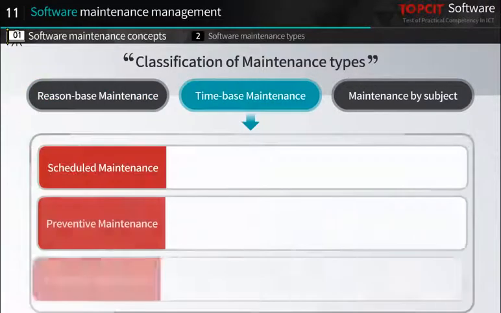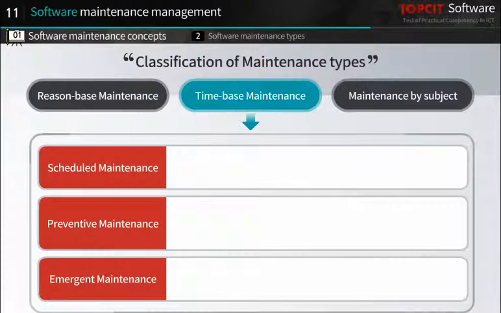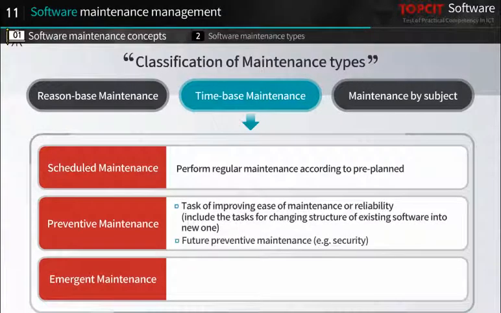Time-based maintenance includes scheduled maintenance, preventive maintenance, and emergent maintenance. Scheduled maintenance is to perform regular maintenance according to pre-planned. Preventive maintenance is the task of improving ease of maintenance or reliability. This is also the case for changing structure of existing software into new one. Emergent maintenance may be carried out if post-approval of maintenance is required.